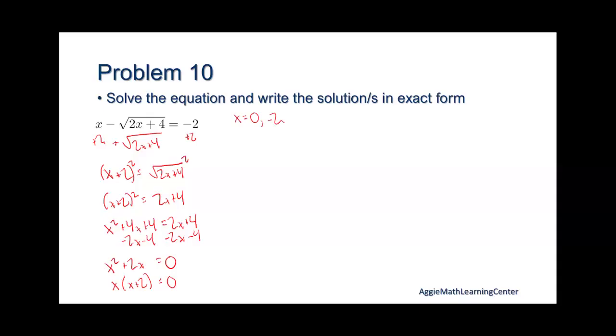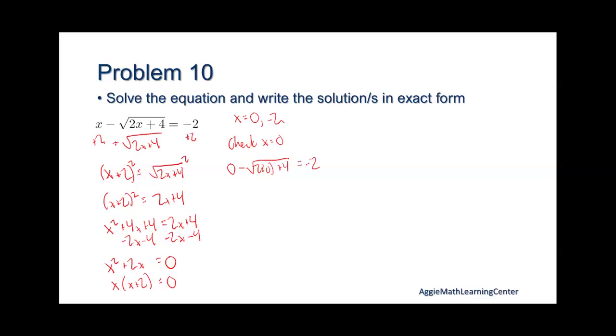If x is either one of those, they equal 0. Are we done? Now we have to check. Nope, we have to check, right? Radicals, we have to check. So let's check x equals 0 first. Okay, how do we check x equals 0? We plug it back into the original equation. Exactly, plug it into the original equation. So we get 0 minus the square root of 2 times 0 plus 4 equals -2.